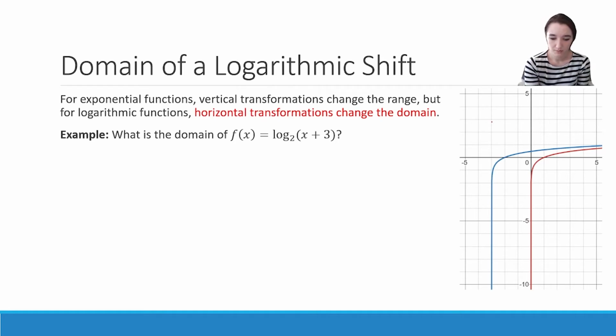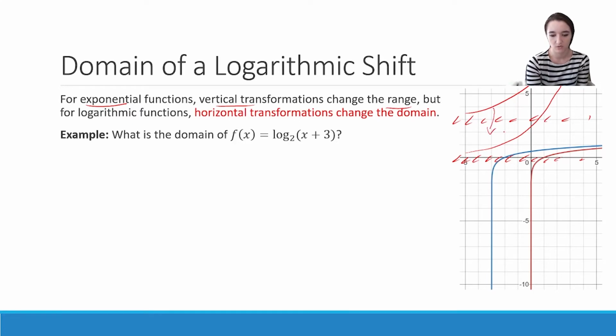So, remember that the reason I say that exponential functions' vertical shifts change the range is specifically because exponential functions look like this. Their domain is all real numbers, and so shifting them up and down is going to change their range because they have this horizontal asymptote. So it just shifts where their horizontal asymptote is. And so that means that there's nothing below it, which means that their range has changed.